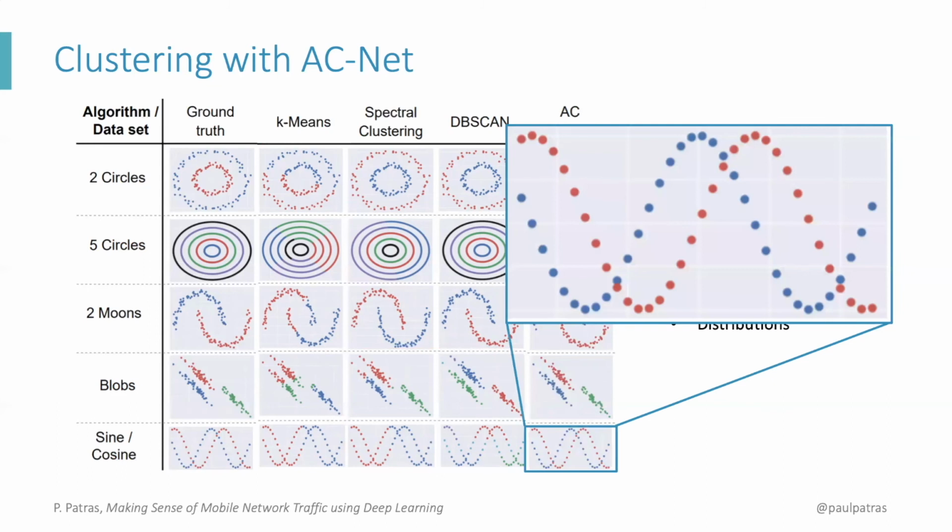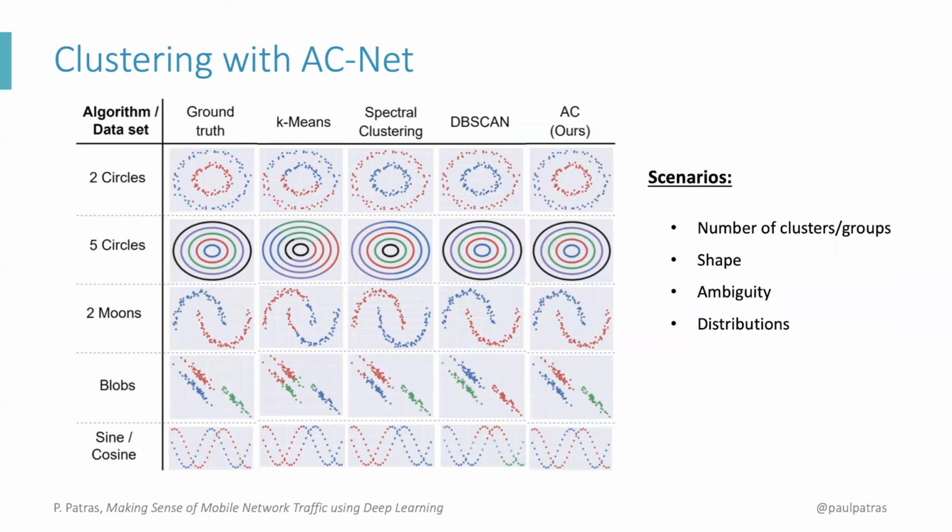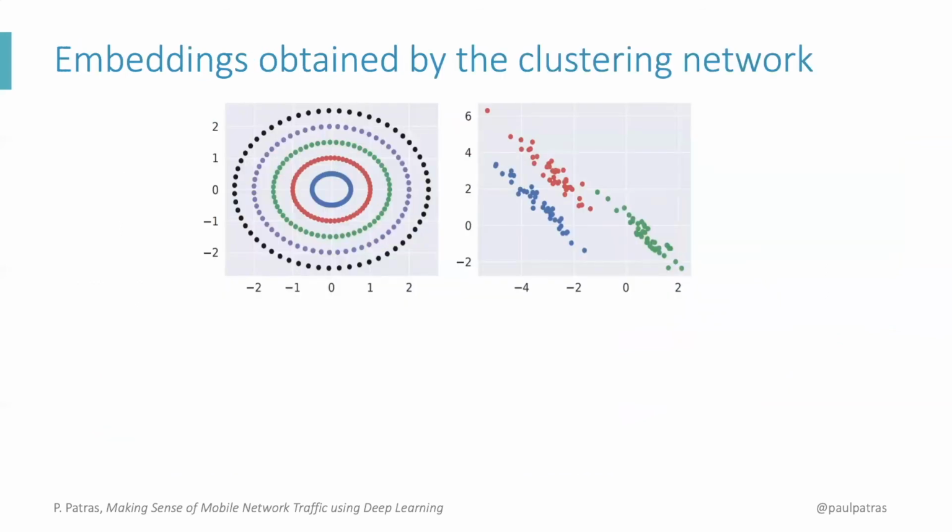I guess the most interesting part is this sine cosine example, where the class boundaries are really hard to detect. You see the output is extremely clean. There are no mistakes being made here, especially when you have crossing points. So let's zoom in a little bit and understand why that happens.